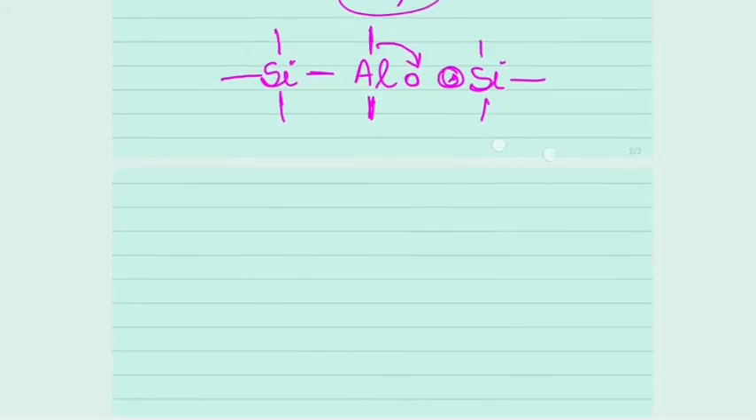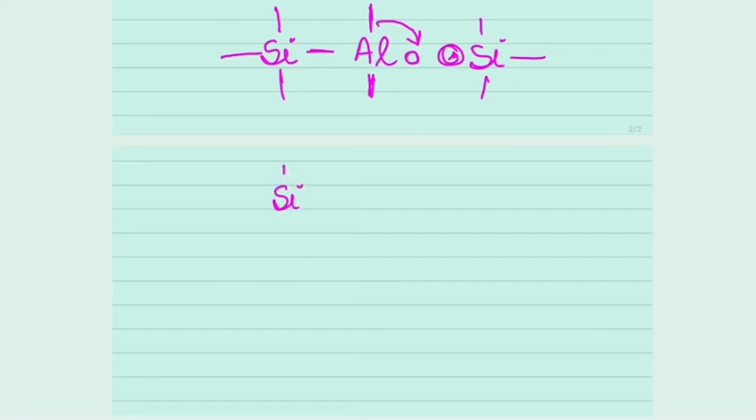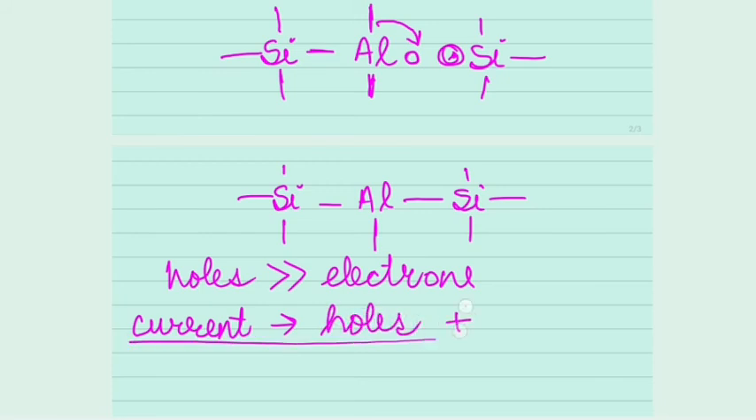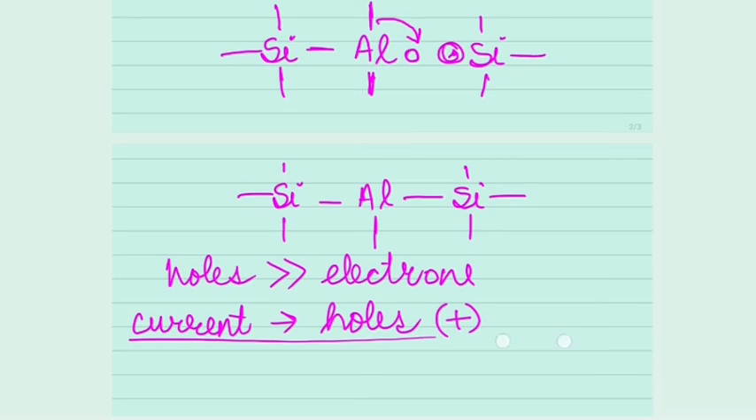And now if we see the structure, this is my silicon atom, now this is my aluminium atom, here is the bond made. Now this silicon is satisfied, but what do we see? We see now the aluminium can make no bonds over here. So because of this, holes are now more than the electrons. So here the current which we see will be formed by the holes. Holes are positive in nature, so the current will also be positive in nature, and that's why we can say that here the semiconductor is of p type.